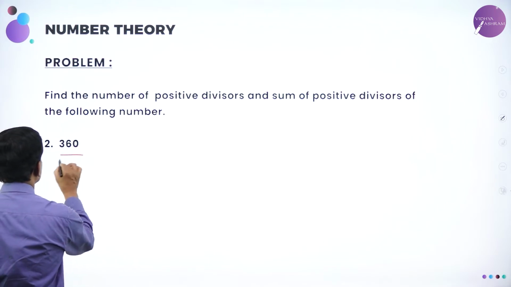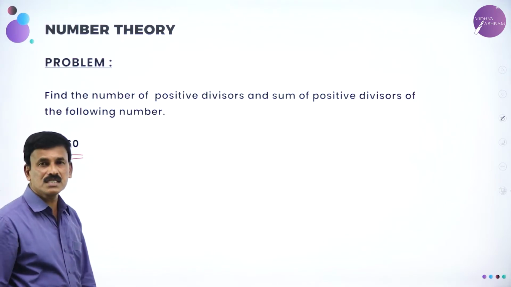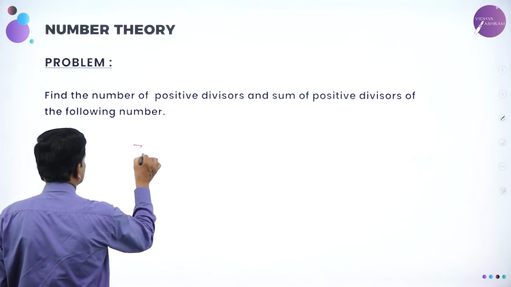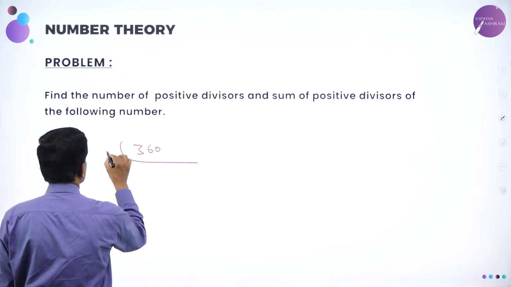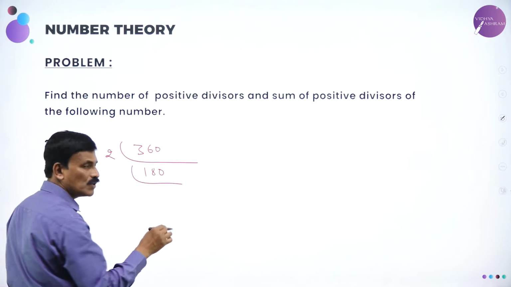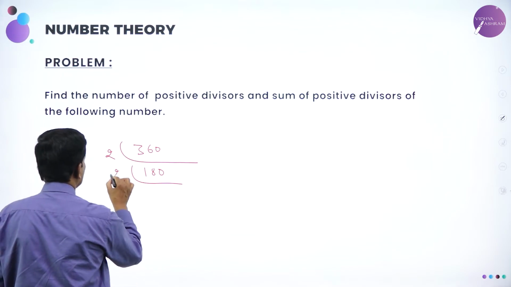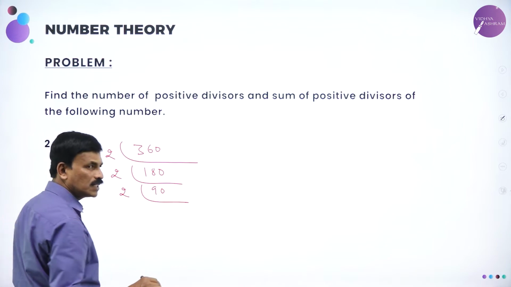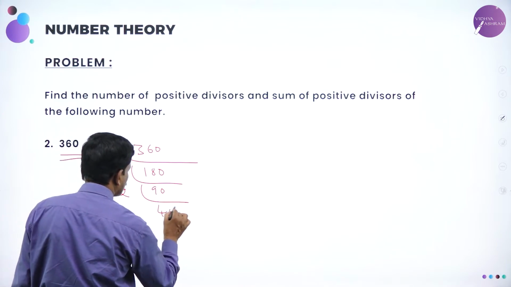What is the number given? 360. Let us factorize 360 and express it in the canonical form first. So, 360. Let us factorize this. Divide by 2: 2 18s are 36, 180 into 2 is 360. Again by 2, 9 2s are 18. Again by 2, it is divisible three times.